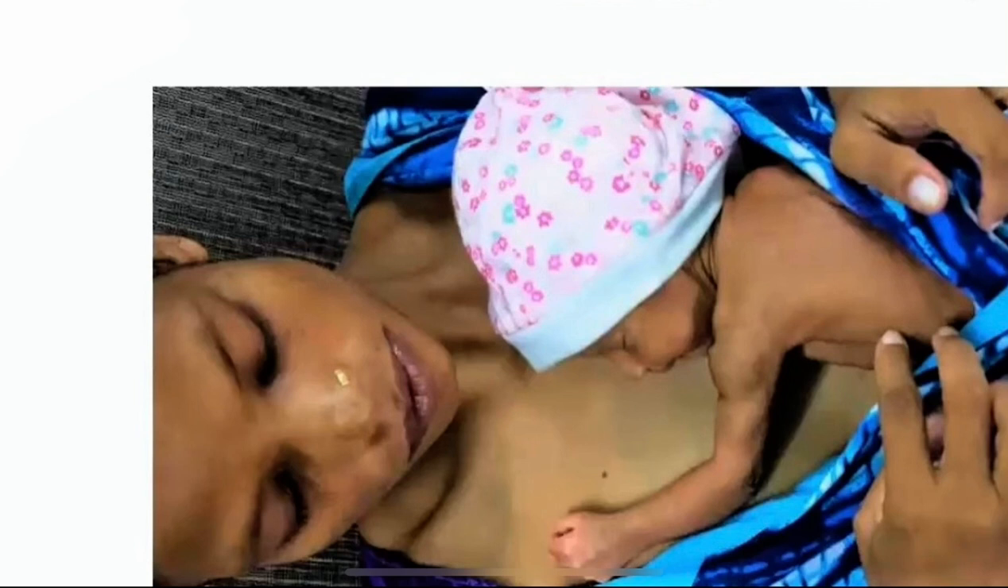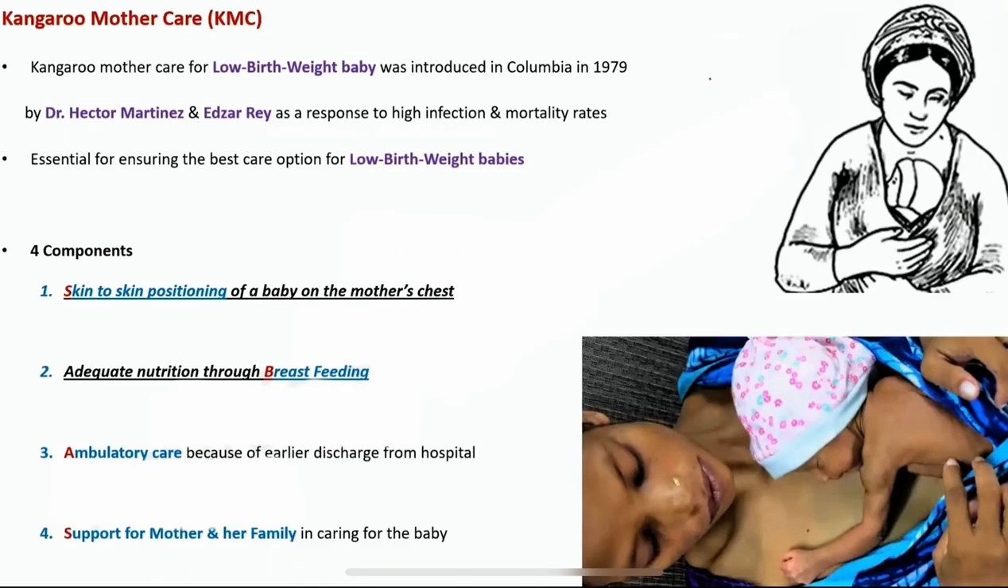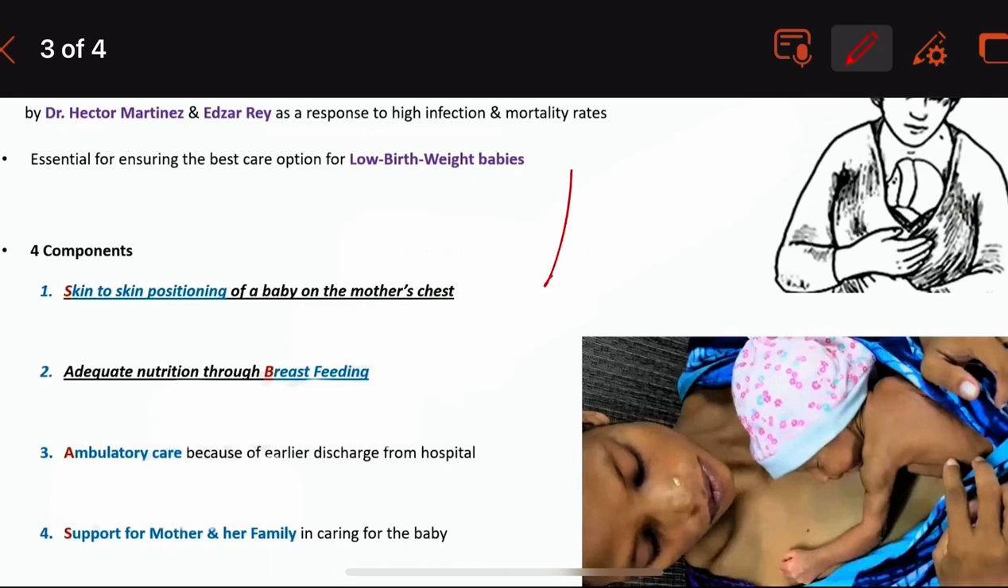In response to the higher infection rates and the mortality rates, Dr. Hector Martinez and Edzar Ray started this kangaroo mother care. It is essential for ensuring the best care for low birth weight babies. It is the best option for their care. What are the four components? So, what does kangaroo mother care contain?